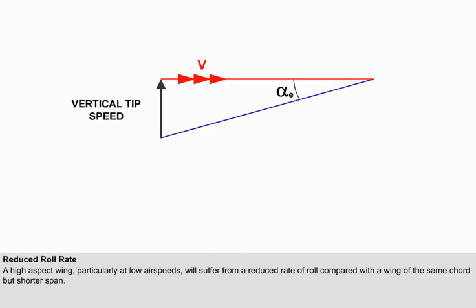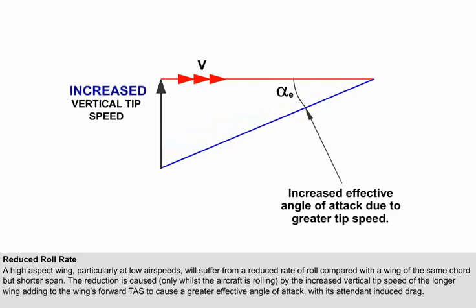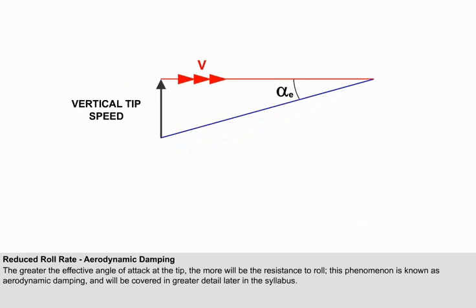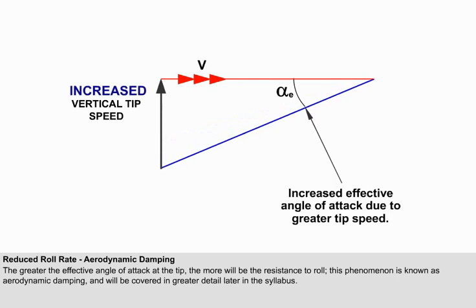A high aspect wing, particularly at low airspeeds, will suffer from a reduced rate of roll compared with a wing of the same chord but shorter span. The reduction is caused, only whilst the aircraft is rolling, by the increased vertical tip speed of the longer wing adding to the wing's forward TAS to cause a greater effective angle of attack with its attendant induced drag. The greater the effective angle of attack at the tip, the more will be the resistance to roll. This phenomenon is known as aerodynamic damping, and will be covered in greater detail later in the syllabus.